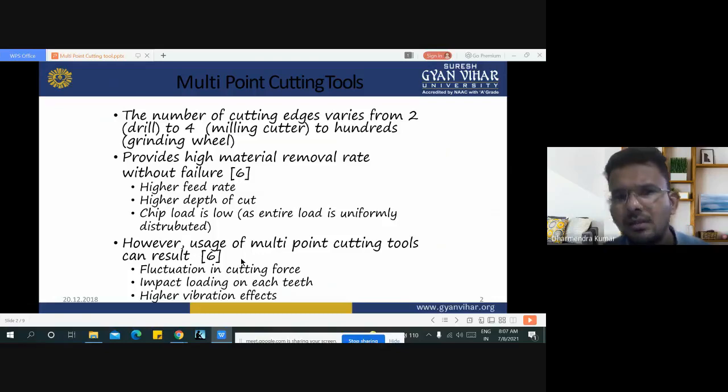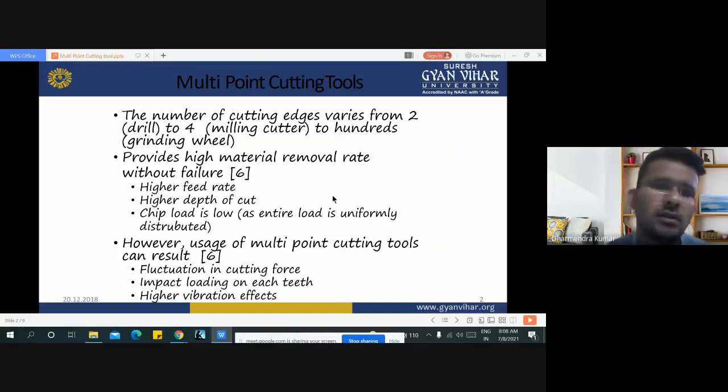These are some basic information about multi-point cutting tools. The number of cutting edges varies from 2, commonly found in a drill bit, to 4, commonly found in the milling cutter, to 100 cutting edges, like in a grinding wheel, because we know that if any cutting tool has two or more than two cutting edges, then we know it as a multi-point cutting tool.